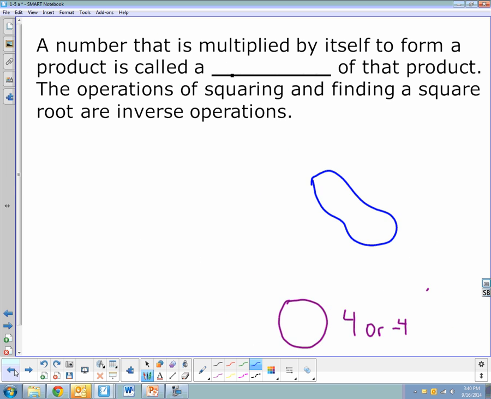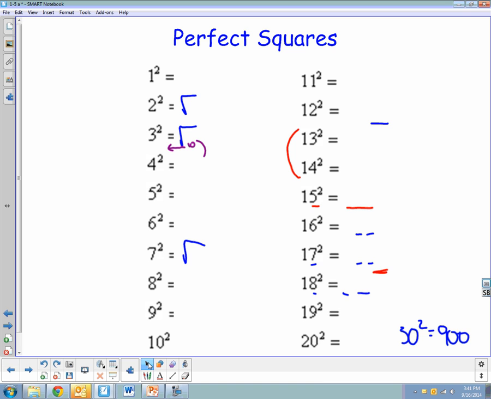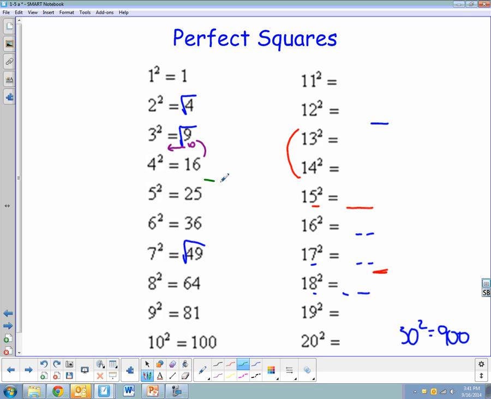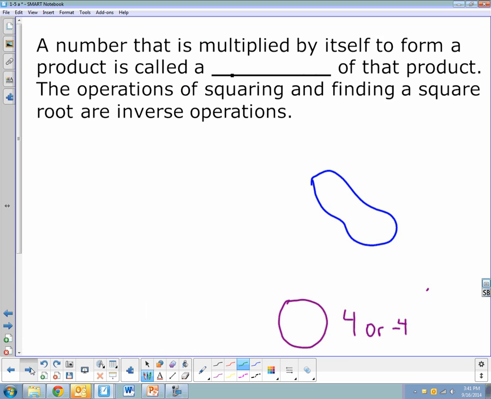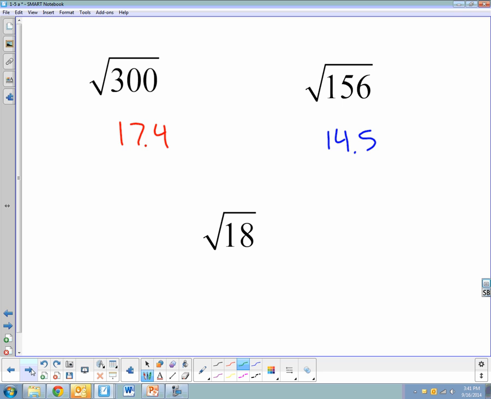And 18, the square root of 18 is not 9, remember, because 9 times 9 is 81. The square root of 18 would be somewhere in between 16 and 25. It's going to be closer to 4 than it is going to be to 5. And so we'll say maybe 4.2.